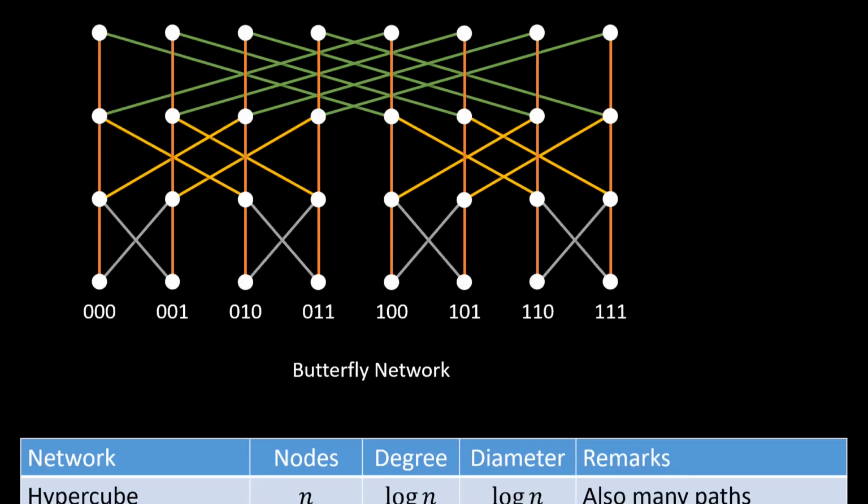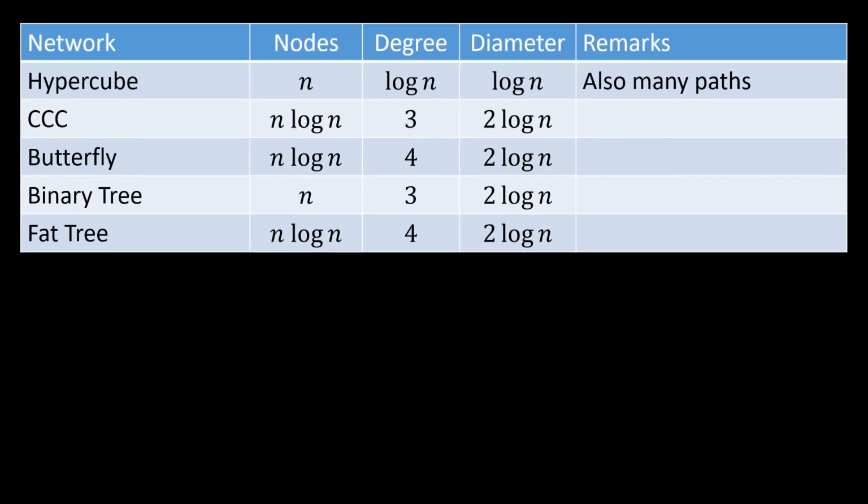Maybe this is a good time for a little summary. We now know various network architectures: hypercube, cube-connected cycles, and the butterfly network. We can see here that all these networks have similar properties regarding node degree and network diameter. The hypercube is a bit worse regarding node degree, but it has the advantage that there are many more alternative paths between any two nodes.